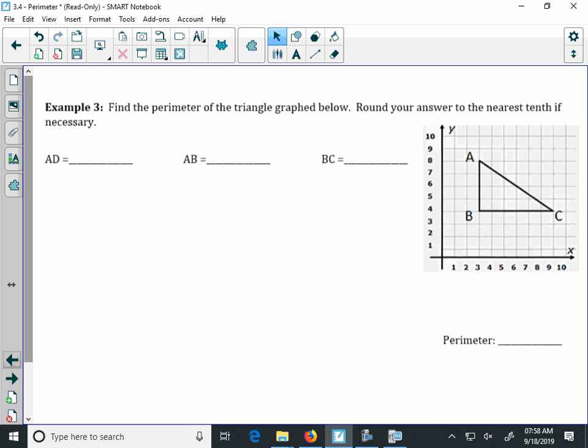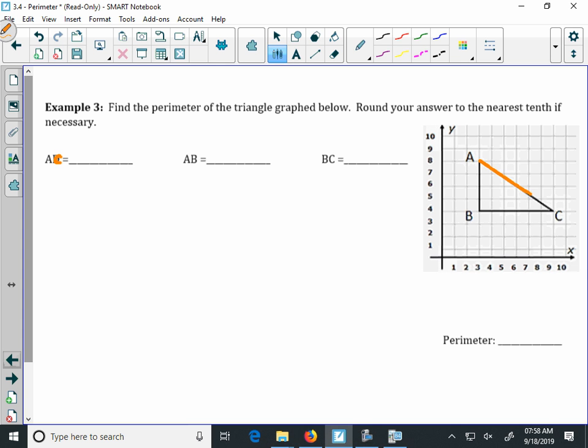So look at example 3. Find the perimeter of the triangle graphed below. Round your answer to the nearest tenth. Okay. Well, first it says find AC. Oops, that's supposed to be a C. Okay. Find AC. Well, AC is nice and slanted.